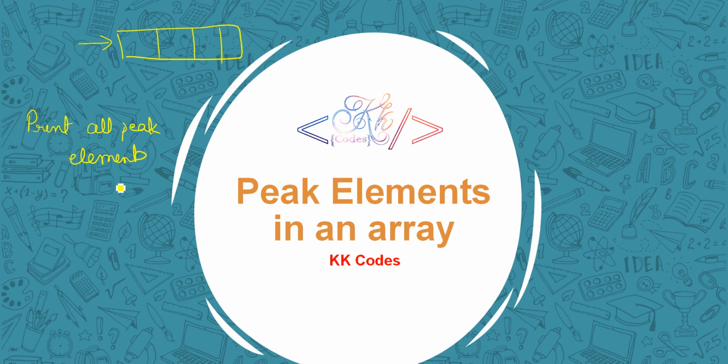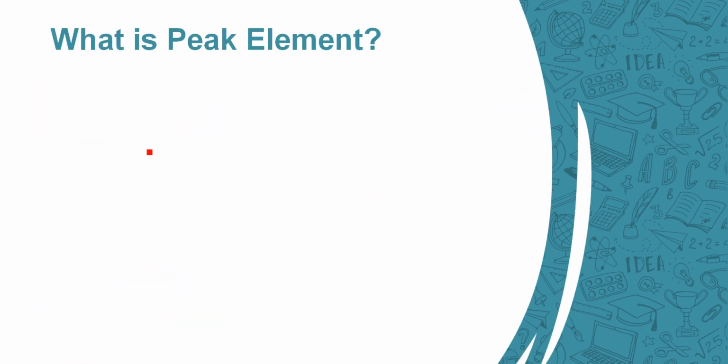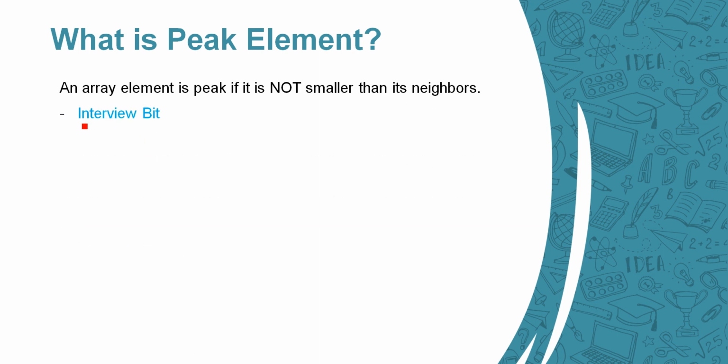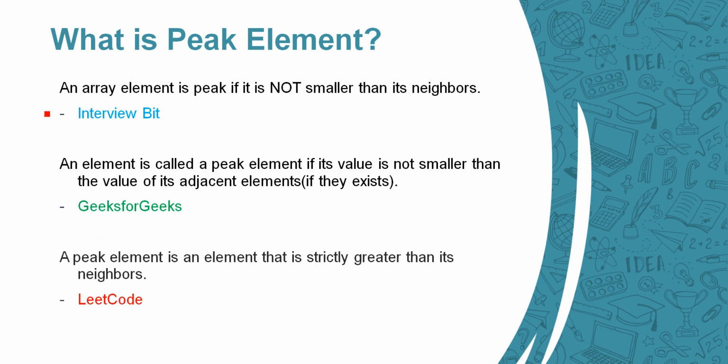So let's move to the next part, which is what is a peak element. If you google it, you will most probably find two different definitions on different websites. I have collected them from InterviewBit, GeeksforGeeks, and LeetCode. According to InterviewBit and GeeksforGeeks, a peak element is an element which should not be smaller than its neighbors. So what exactly is a neighbor?